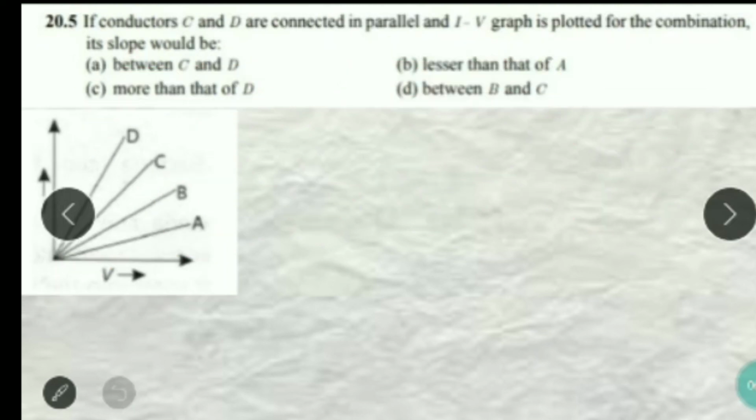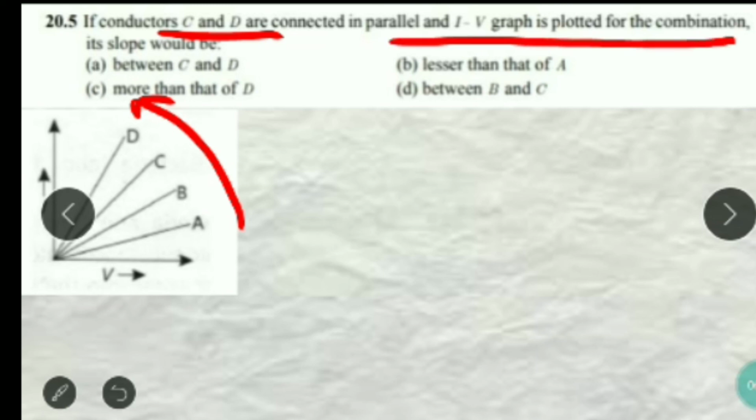Moving ahead to the next, if the conductors C and D are connected in parallel. अब हमें पता है जब रेजिस्टेंसेस पैरेलल में कनेक्ट होते हैं तो उनका रेजिस्टेंस पहले से भी कम हो जाता है, और जितना कम रेजिस्टेंस होगा उतना ज़्यादा स्लोप देखने को हमें मिल रहा है। So if the conductors C and D are connected in parallel and the IV graph of the combination, how would the slope be? अब स्लोप क्या होगा? सबसे ज़्यादा C और D से भी ज़्यादा, क्योंकि सबसे कम रेजिस्टेंस D का था, अब हमने C और D को पैरेलल में लगा के और कम रेजिस्टेंस क्रिएट किया है, तो स्लोप सबसे ज़्यादा देखने को मिलेगा। तो हमारा आंसर क्या होगा?